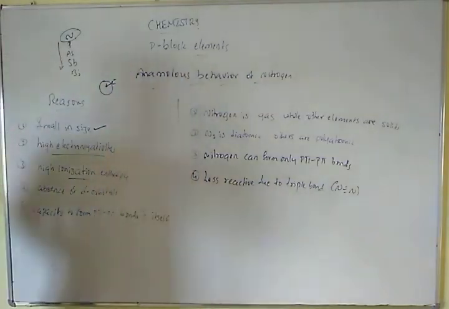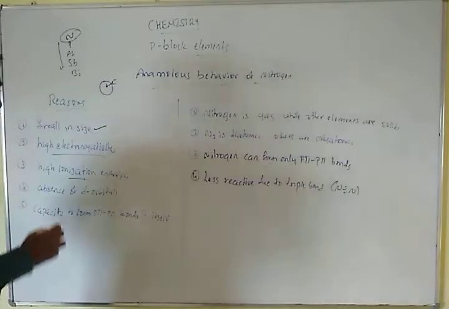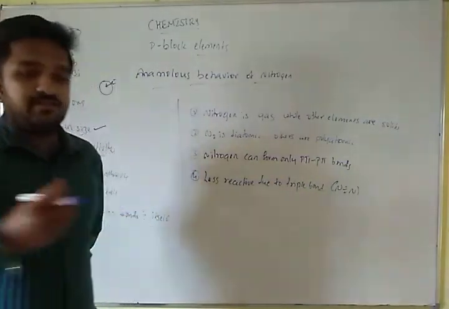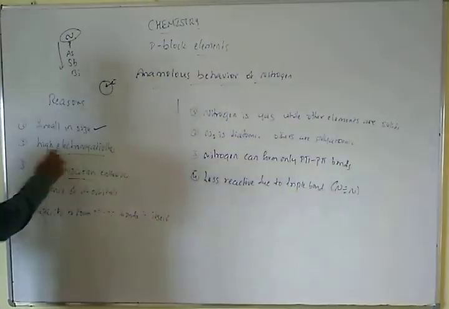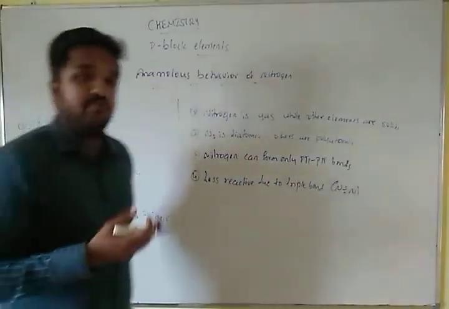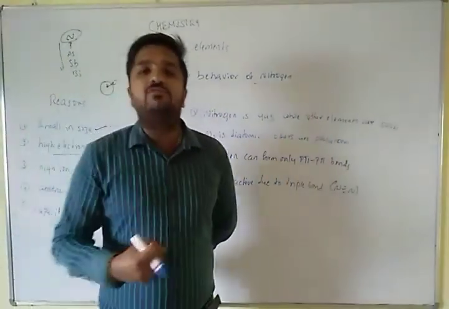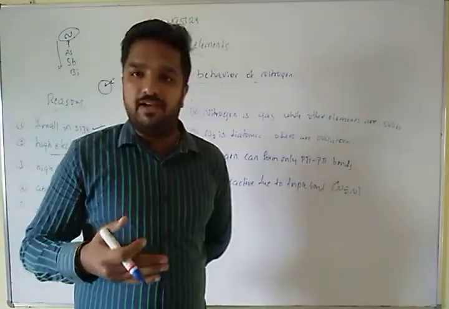These are the two main reasons for the anomalous behavior of nitrogen. Clear? And also electronegativity, the capacity to attract the shared pair of electrons towards itself. In that case, nitrogen has more electronegativity. That means it has more capacity to attract the shared pair of electrons towards itself. It is more dominant. Clear?